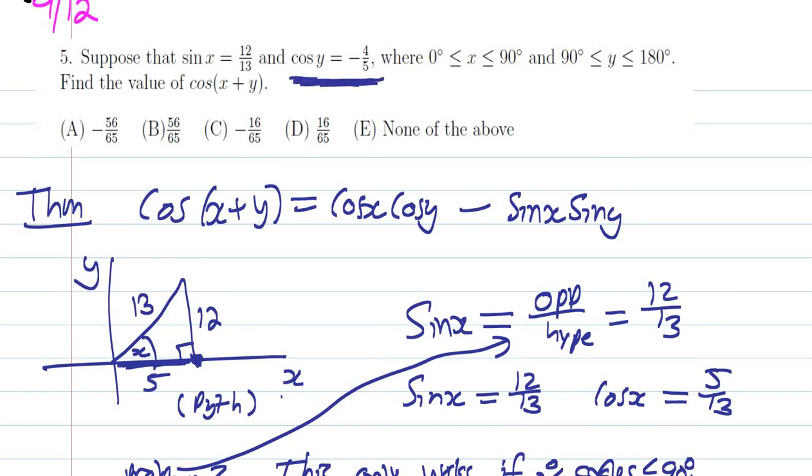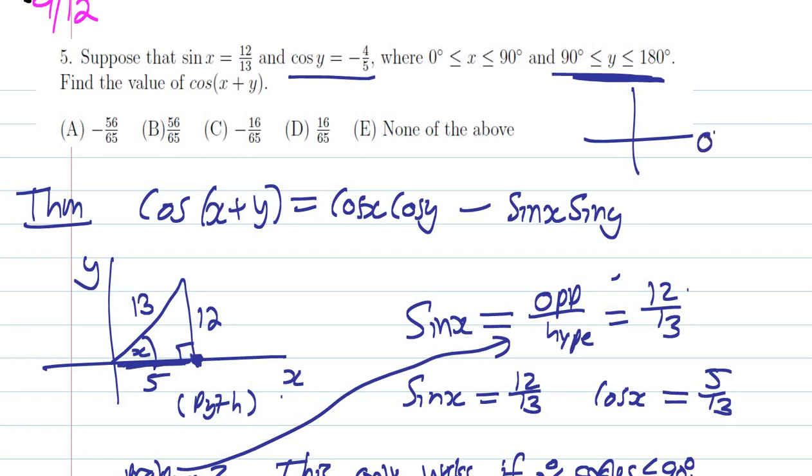They also tell us that cos y is minus 4 over 5, and y is sitting in which quadrant? Who can tell me? Y is between 90 and 180 degrees. So which quadrant is y sitting in? If somebody has a microphone, please unmute. In the second quadrant. Yes, it's in the second quadrant.